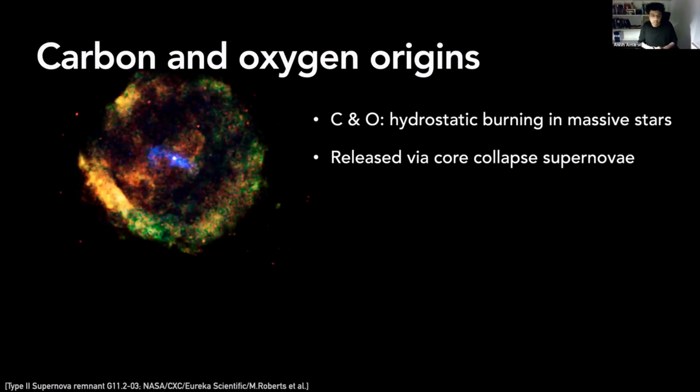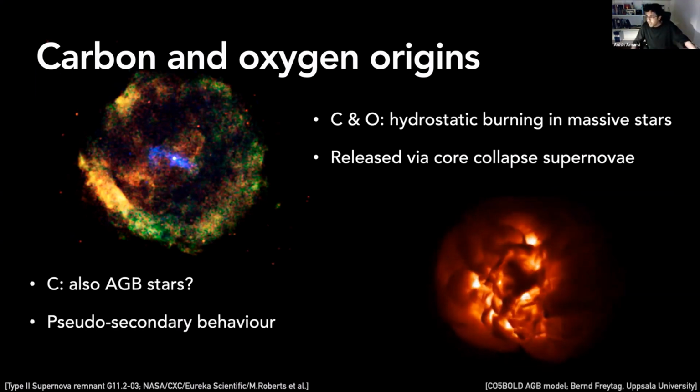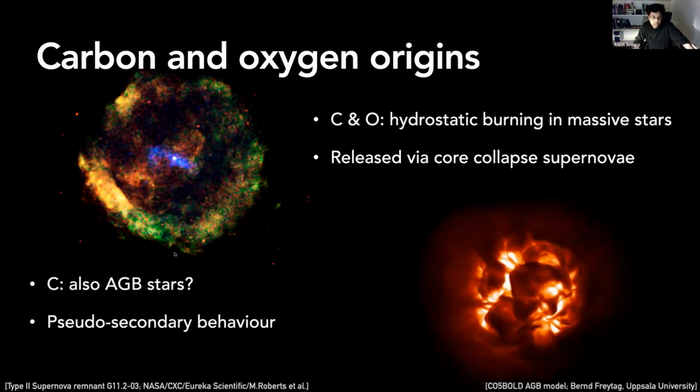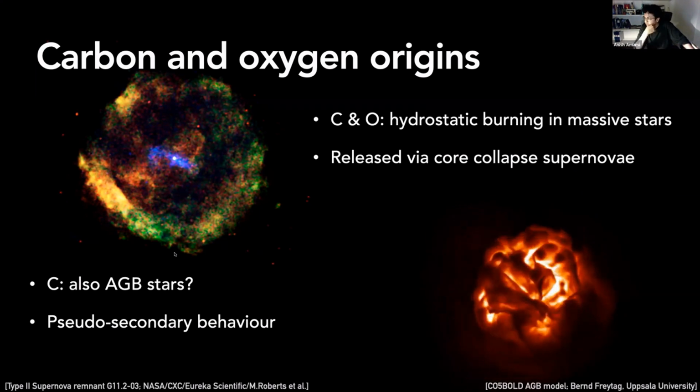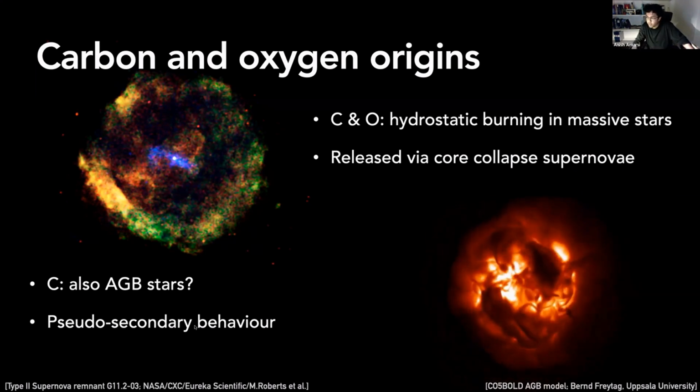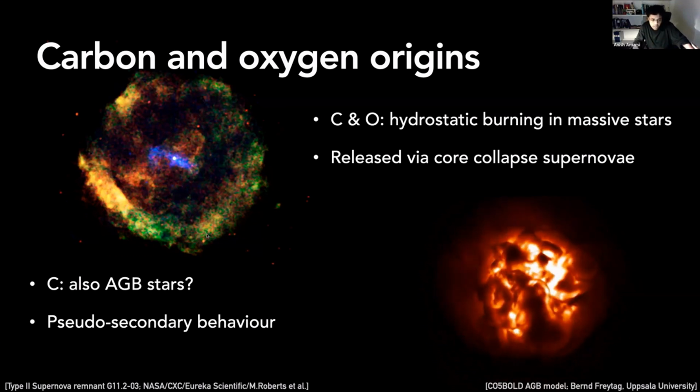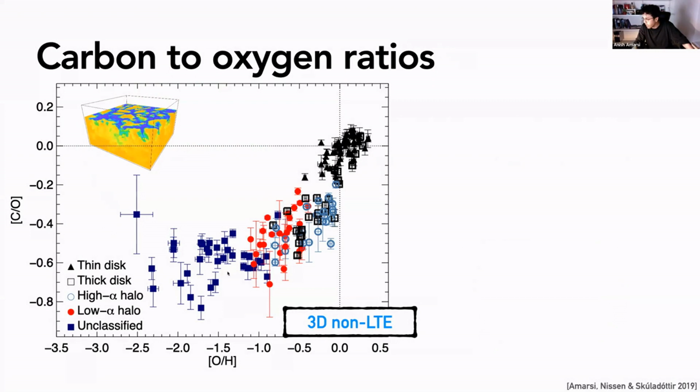So let's talk about carbon and oxygen. And to begin with, where do these elements come from? Carbon and oxygen, as you may know, are formed in helium burning in massive stars, and they're released into the cosmos when these stars explode, for example. Carbon may also be created in lower mass stars, and this can cause it to have what looks like pseudo-secondary behavior. That's illustrated in this plot here.